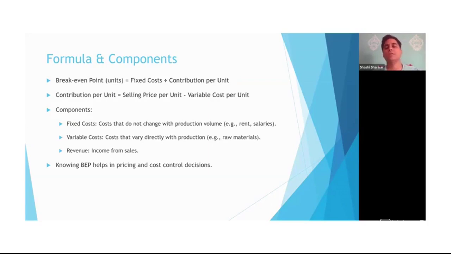Variable cost is the cost that varies directly with the production. So it could be related to raw material, it could be related to fuel or any day-in-day-out expenses. All right, and here the revenue is income from sales. So knowing the break-even point helps in pricing and cost control decisions.